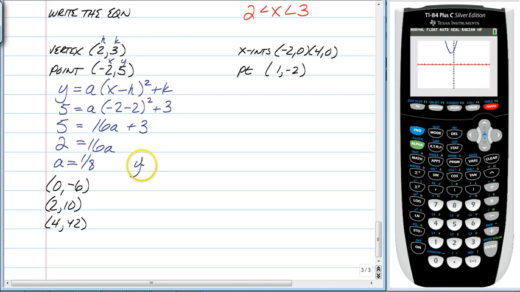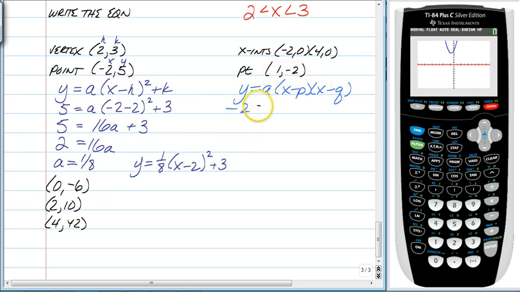Write the equation. So y is equal to 1/8 times (x minus 2) squared plus 3. And you are good to go. Next one. y is equal to a times (x minus p) and (x minus q), where p and q are your x-intercepts. Here is your x and y again.